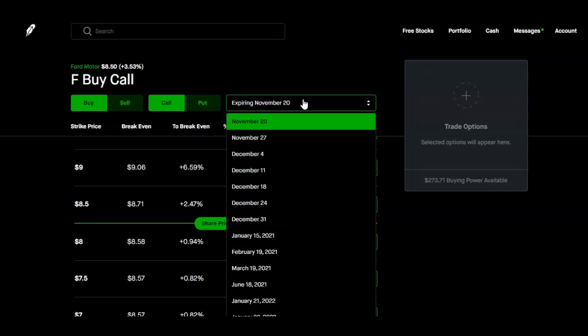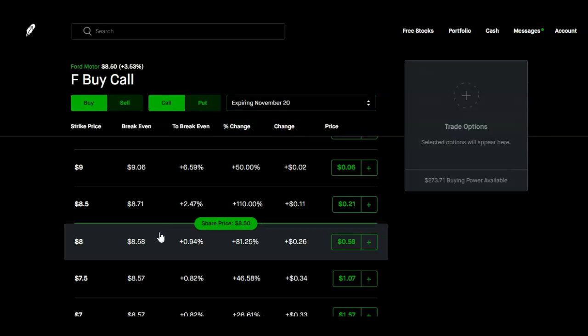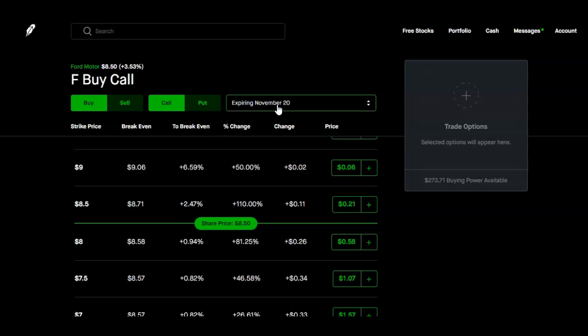But there's also different expiration dates, so you've got obviously weeks ahead, months, and even years. So these yearly ones are called long-term call options. But for right now, I'm going to talk about the shorter term ones because those are the cheaper ones. So let's say I'm pretty sure that Ford stock is going to close above $8 before November 20th.